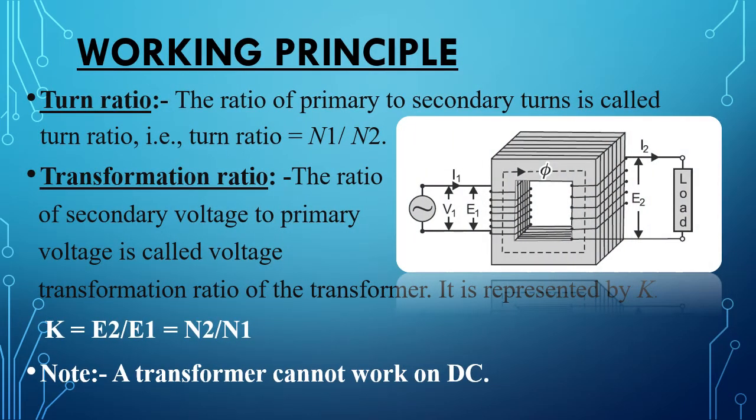Turn ratio. The ratio of primary to secondary turns is called turn ratio, i.e. turn ratio is equal to N1 upon N2. Transformation ratio. The ratio of secondary voltage to primary voltage is called voltage transformation ratio of the transformer. It is represented by K. K is equal to E2 upon E1 is equal to N2 upon N1. Here take a note that a transformer cannot work on DC.